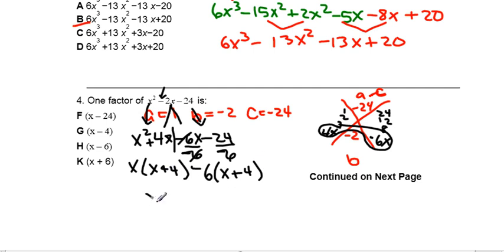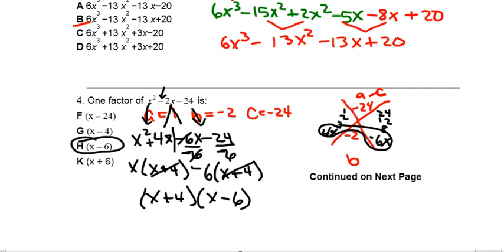So then we have x plus 4 in common. Take out an x plus 4. And what do we have left? x minus 6. So x plus 4 is not on the list, but x minus 6 is on the list.